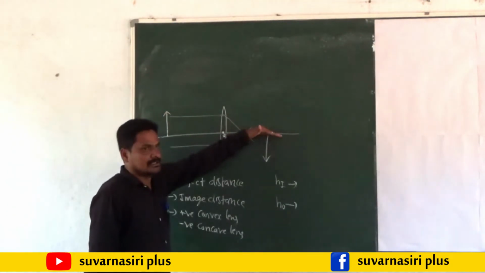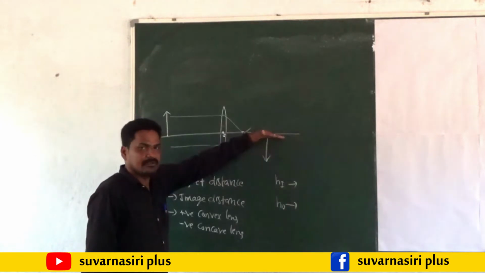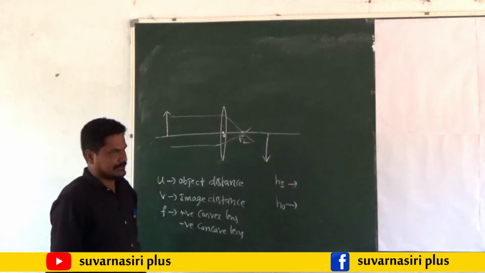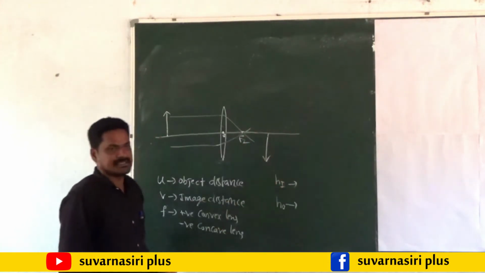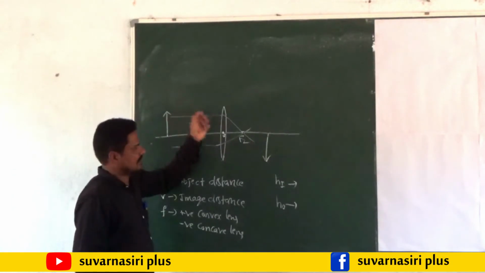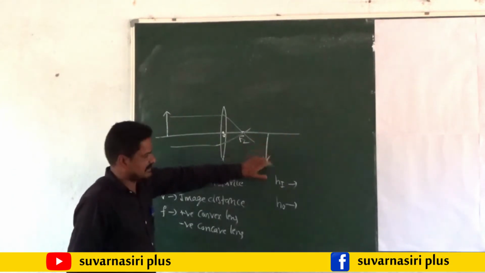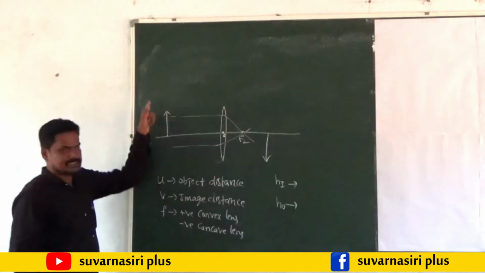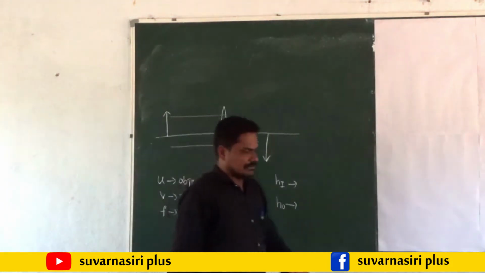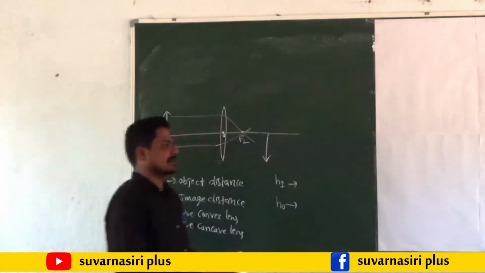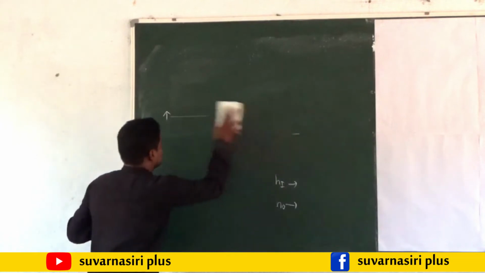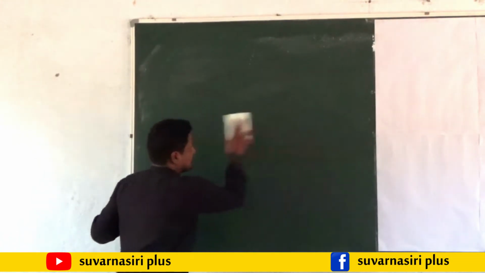And if the height comes below the principal axis, we have to take it as negative. So we have to see this one also: the height of the image. In this case, the height of the image is negative and the height of the object is positive. So this one we have to keep in mind. These are the sign conventions. Next, we have to solve the problems regarding this.